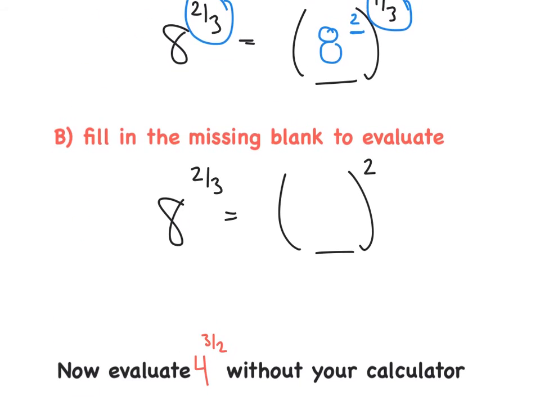All right, try this one. Fill in the missing blank. 8 to the 2/3 is also equal to what power squared? Well, again, if I want 2/3, I'd have what number times 2 to get me 2/3? Hopefully you're saying 1/3. And I would keep that 8. And again, would you agree 2 times 1/3 is 2/3?